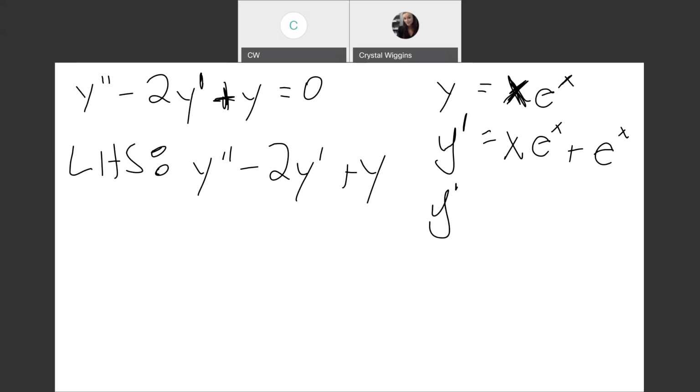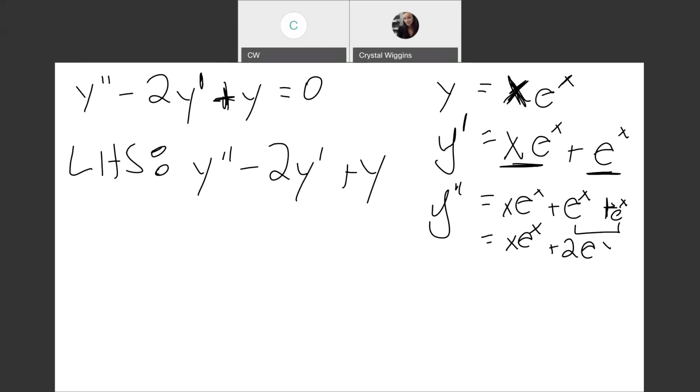So now we have the second derivative to do. Again, we already know what the derivative of this term is because we just did it. So we know it's x e to the x plus e to the x. Plus, we need the derivative of the second term, and the derivative of e to the x is just e to the x. Simplified, these are the same terms, so there are 2 of them.